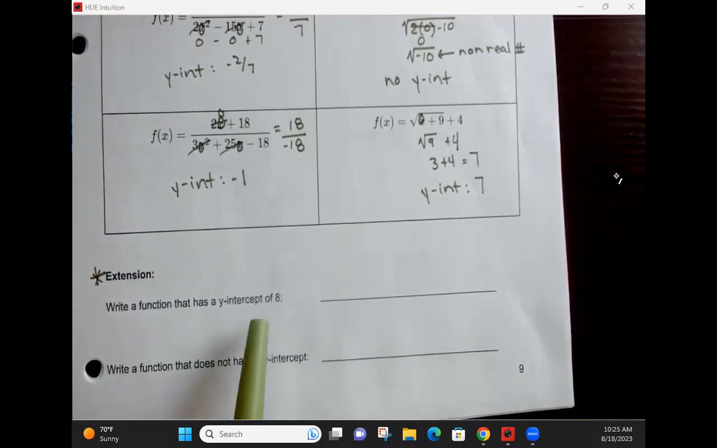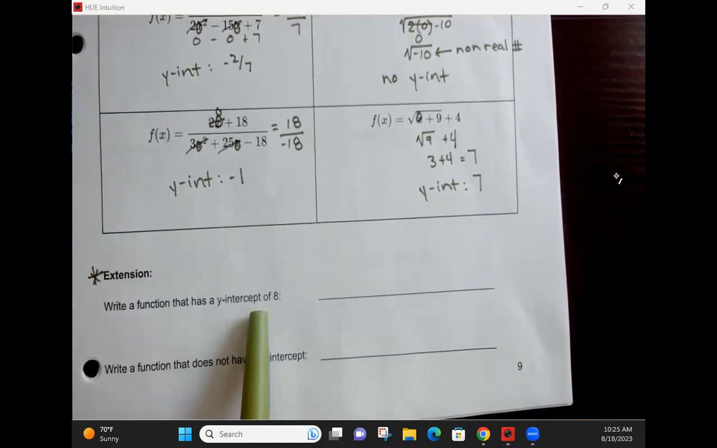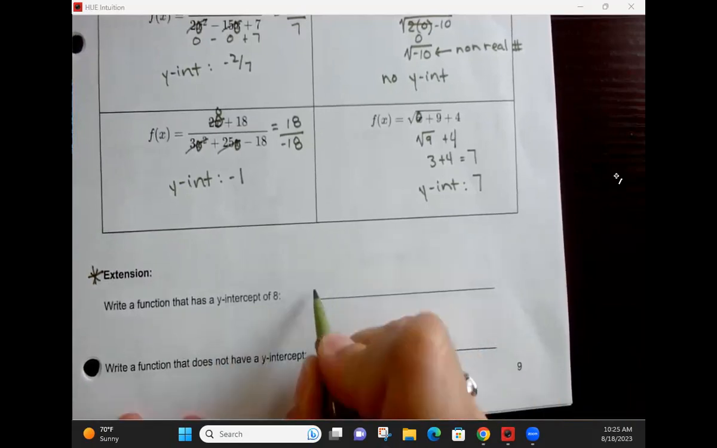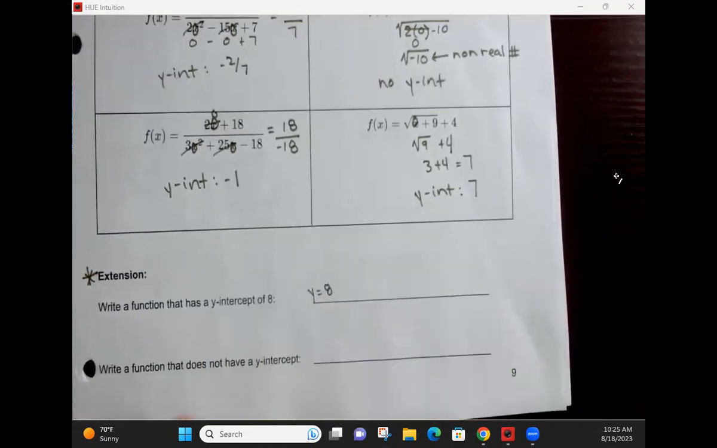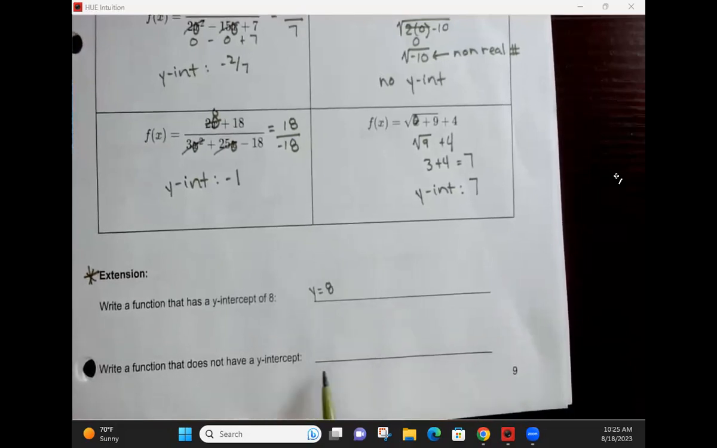Saw a lot of standard form polynomials for this guy. Saw a lot of just y equals 8, which is also fine. I saw some square roots, some other funkier stuff for no y-intercept. I also saw somebody gave me, again, a line, but one that's an x equals line, right? A vertical line that's going to be off the y-axis. That works.